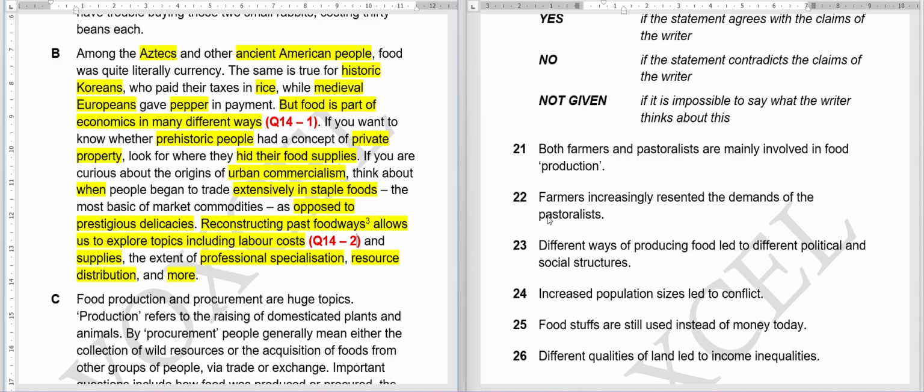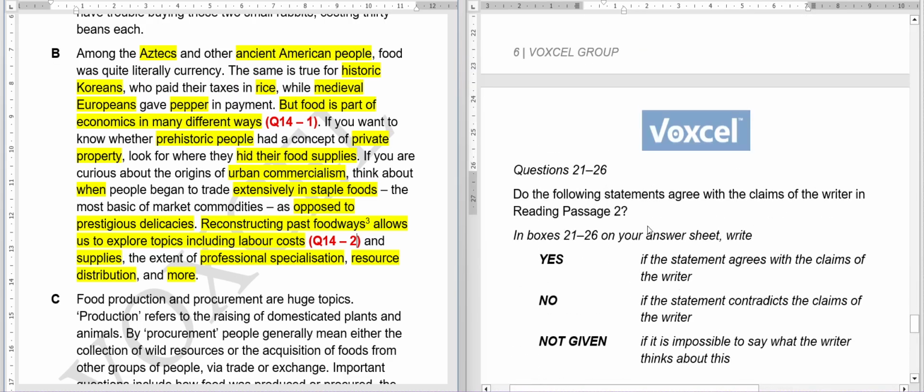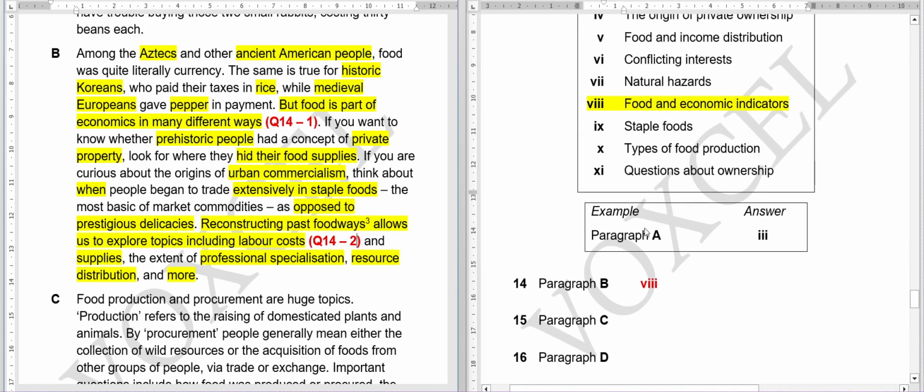Farmers increasingly resented the demands of pastoralists. No, we haven't read anything about that. So obviously this is not a publication. Okay, let's read the other options as well so that you can be sure. If you have marked other options, any other option from 9 to 11, then I will tell you why.